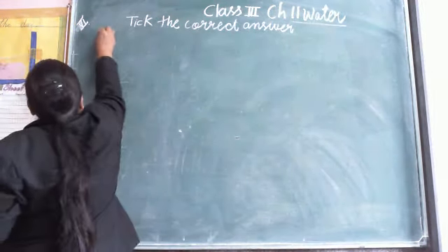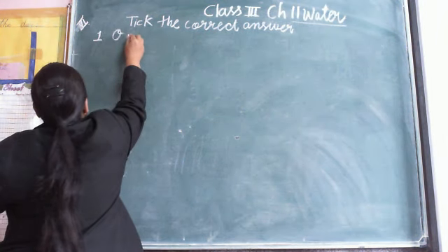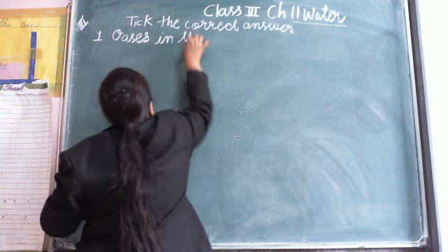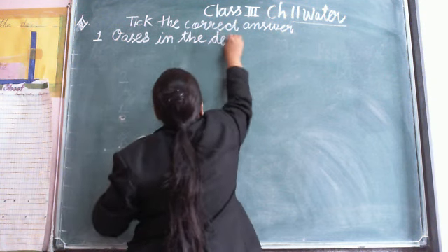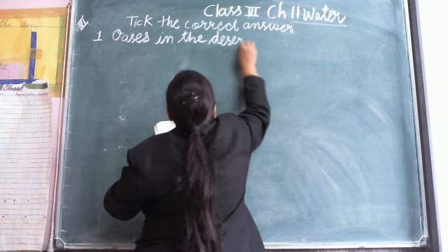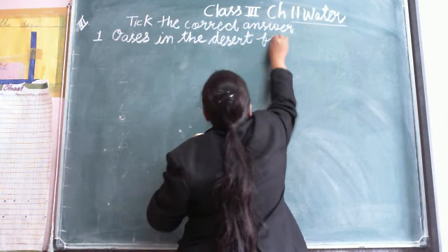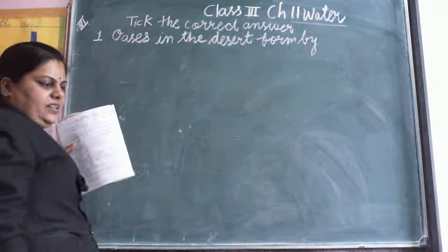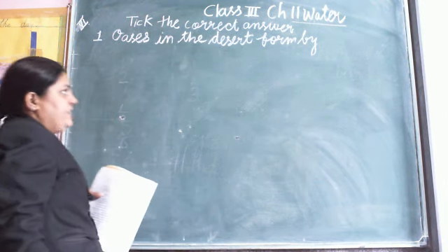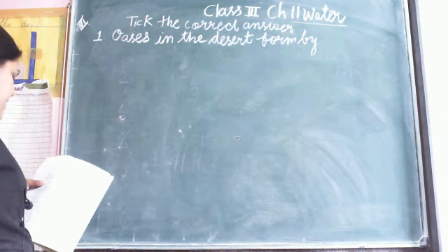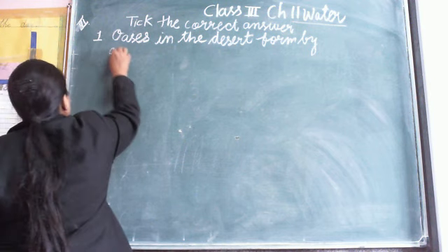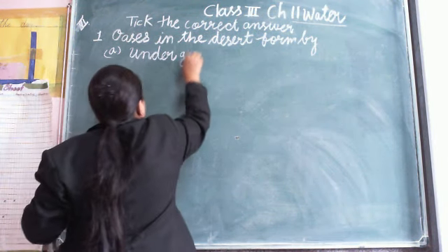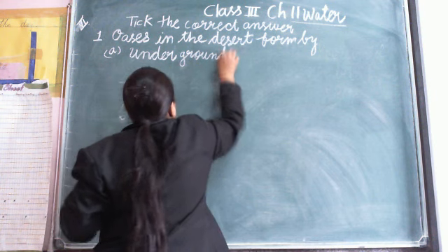So, let's see. Number 1. Oasis in the desert is formed by what? So, beta, I will write only the right option over here. Everything is given in the book, so I will write only the right one. So, the right answer is underground water. Option A, underground water.